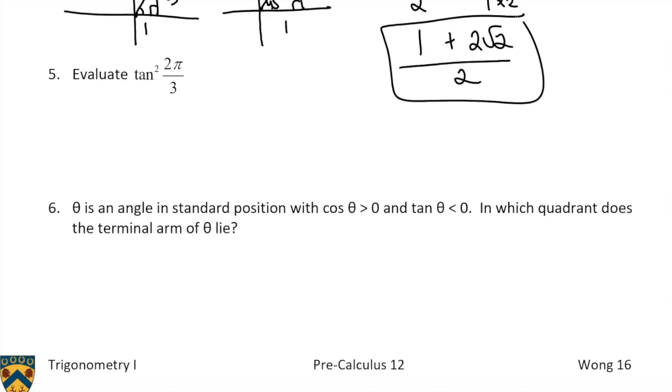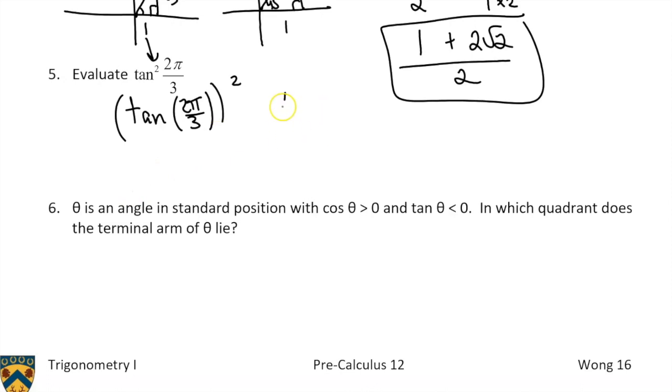If we haven't seen the squared value come in too often yet, all that means is it's equivalent to saying we want to find out the value of tan 2 pi over 3, all squared. So if we can find out just what tan of 2 pi over 3 is, then we're all good.